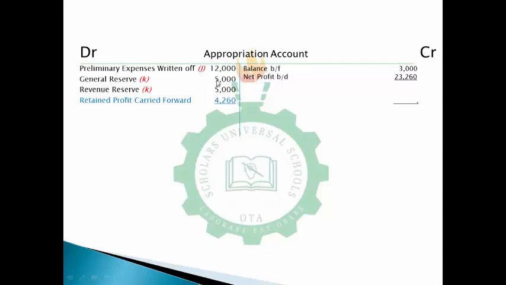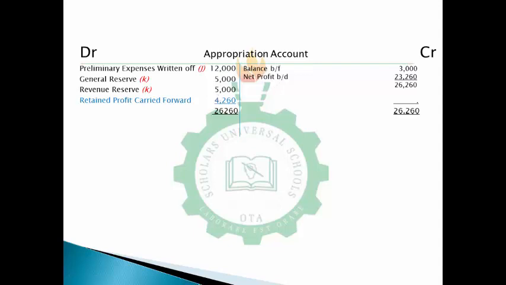All right. So for these expenses that you have taken out from your profits, if you add up all of them, this is 12 plus 5 plus 5, so this is 22. Take out 22 from your 26,260, you get a difference of 4,260. So you still have a profit that you can retain in the business of 4,260. So if you add up all of these, you get your 26,260. All right, so that's the end of our appropriation account. It's as simple as that.